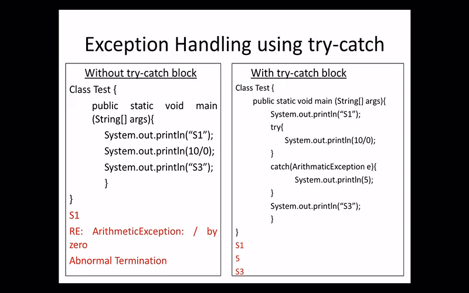While we execute this program, statement 1 will be executed. Now it will check the statement System.out.println 10 divided by 0. There is an exception, but we have exception handling code, the try catch block, so it is going to execute the catch block. In that catch block we have the value 5, so that 5 will be printed, and then statement 3 will be printed.